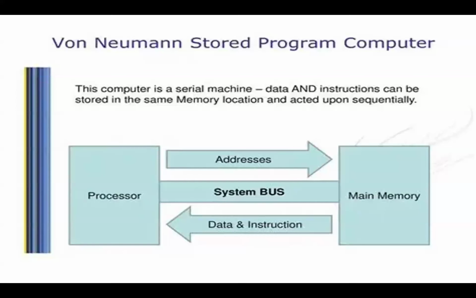What is the von Neumann stored program computer? This computer is a serial machine. Data and instructions can be stored in the same memory location and acted upon sequentially. So from the processor, it addresses through the system bus to the main memory and receives data and instructions.